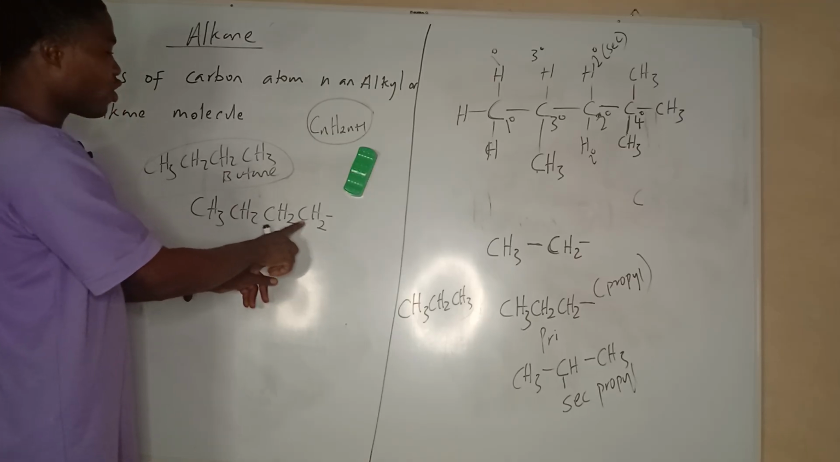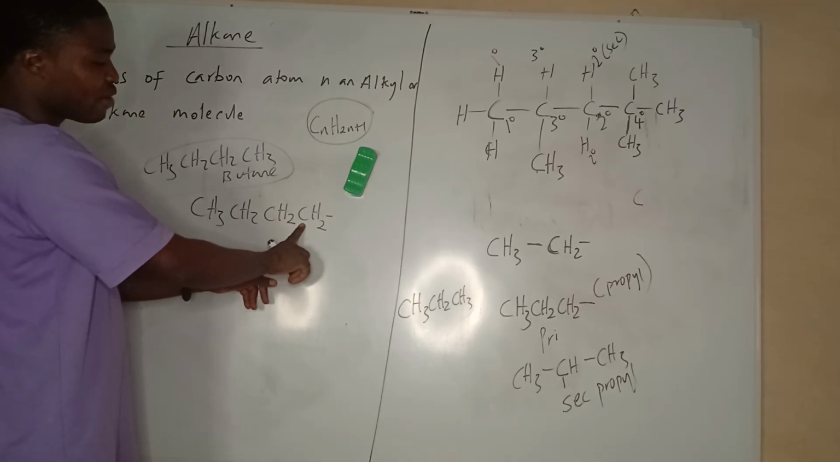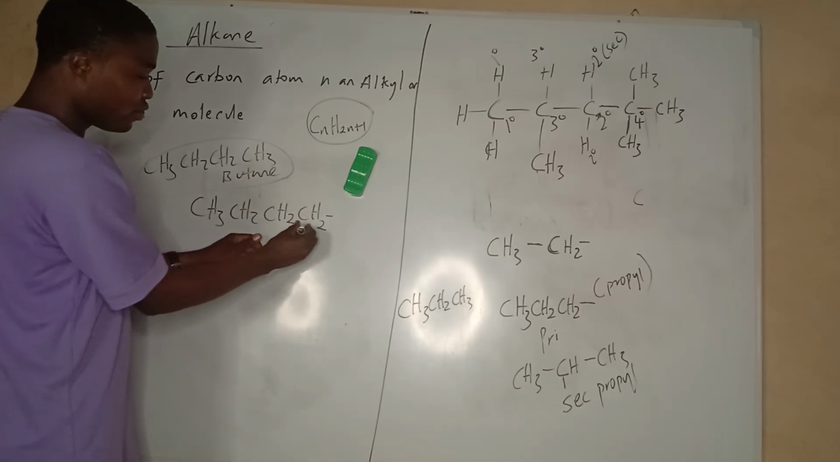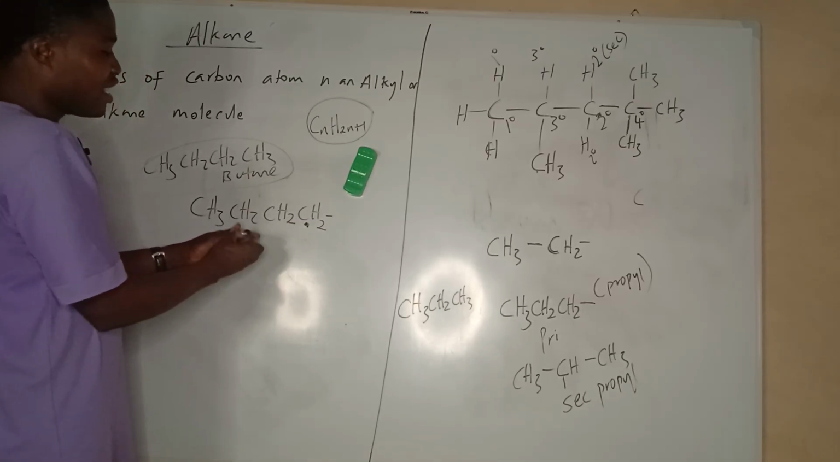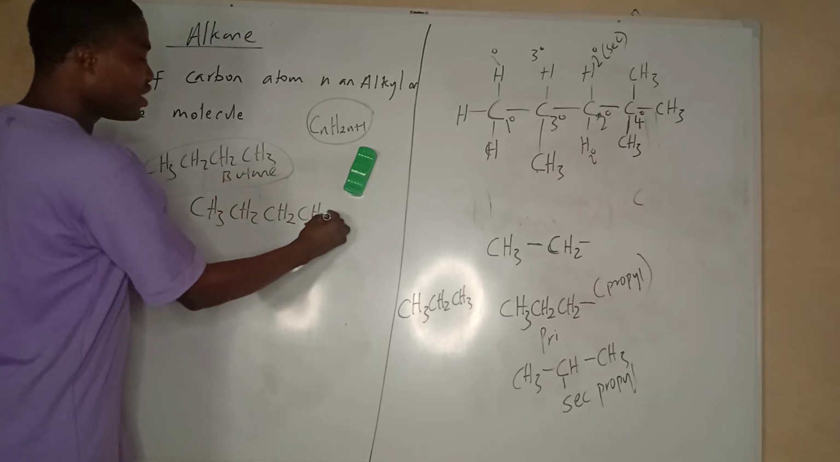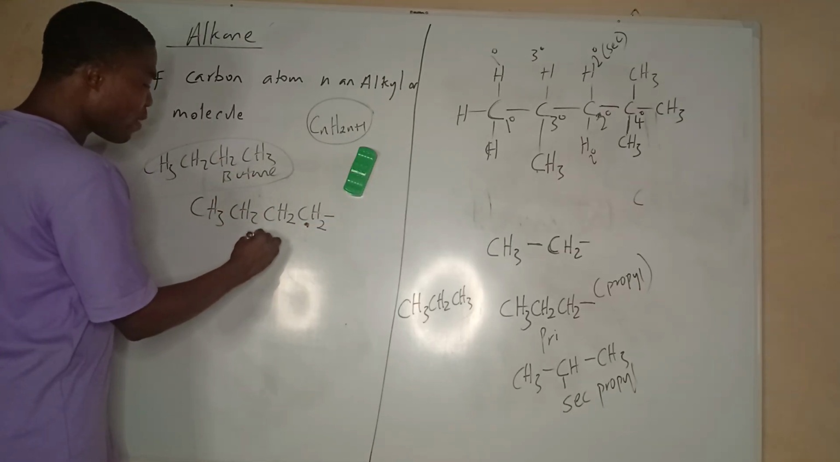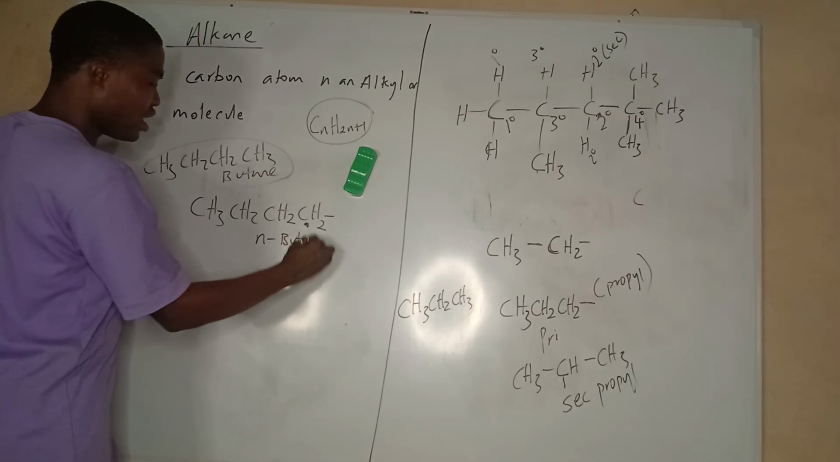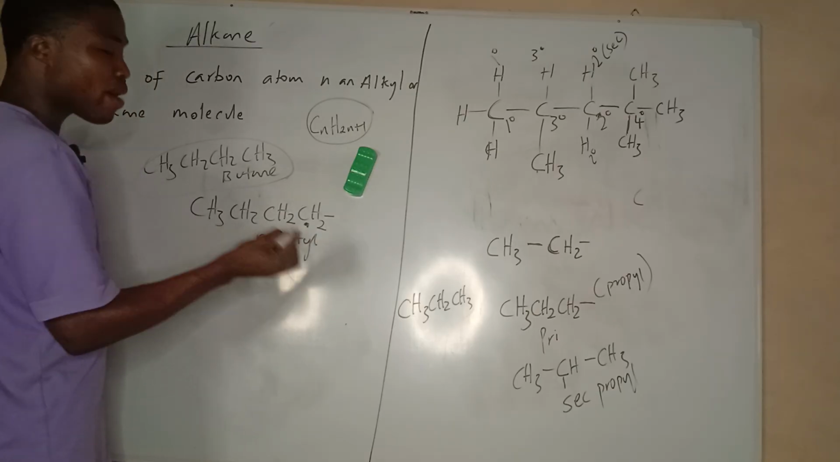The guy that loses the hydrogen is bonded to how many carbons? It is bonded to 1 carbon. So this guy is a normal butyl, or a primary butyl.